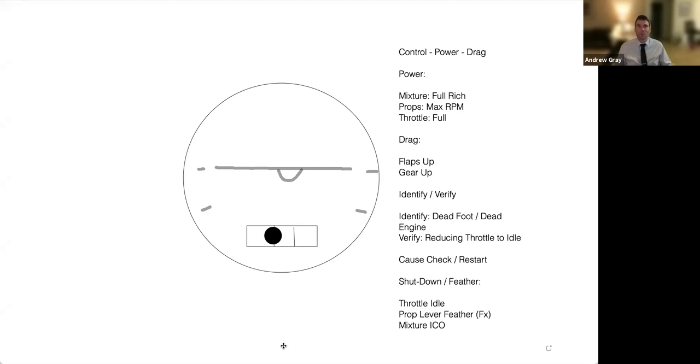We basically introduce the engine failures by the second or third lesson. And by the time you get to about the fifth lesson, you should be quite proficient at this. So it comes quick. So make sure you practice with it.